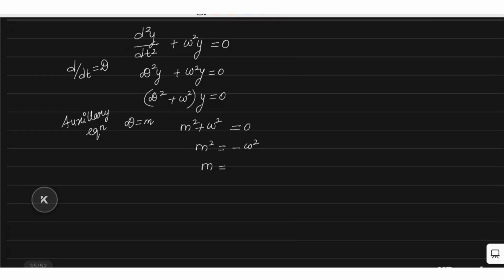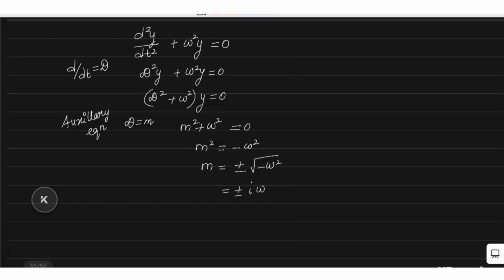M will be, when you have a square number, you will have plus or minus. So this will be like minus omega square, right? It will be minus 1 into omega square. So when you take root for this, it will be plus or minus root of minus omega square, correct? So here, plus or minus, root for minus would be nothing but i, and root for omega square would be omega.